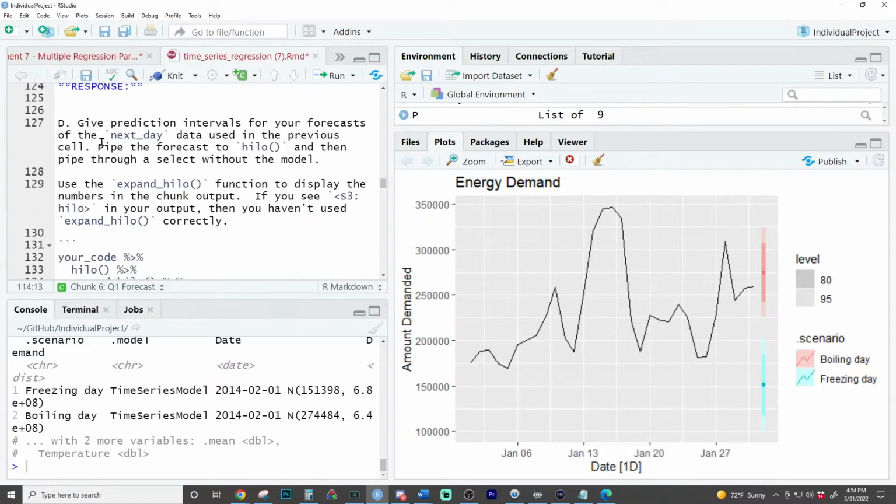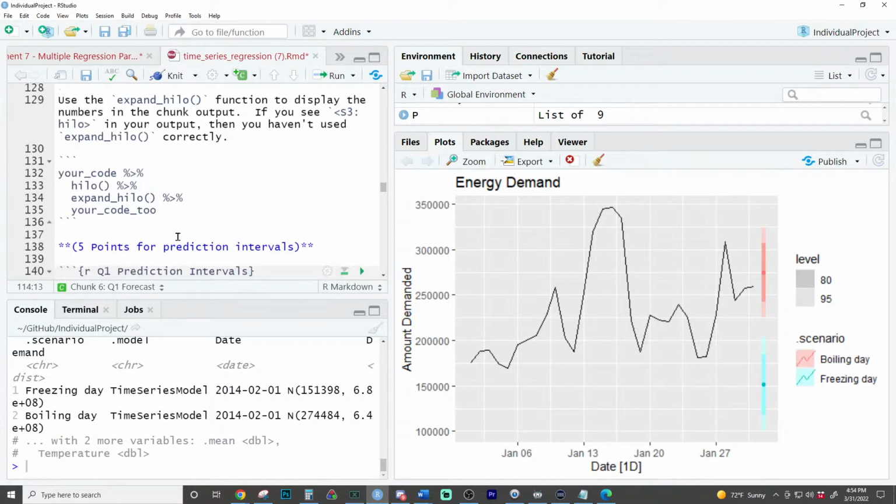Give prediction intervals for your forecast of the next day, and we want to grab these intervals. You can see the intervals right here and kind of understand what you're looking for. The freezing day should be down here at about, what's that, 100,000, and should go up to about 200,000. That's for the 95%. The other day will be even higher for the boiling day. So it's got all this good stuff right here.